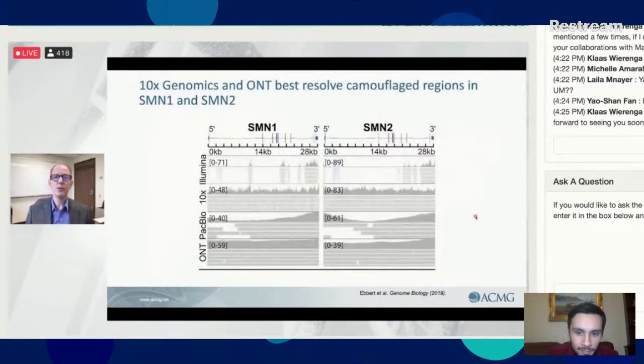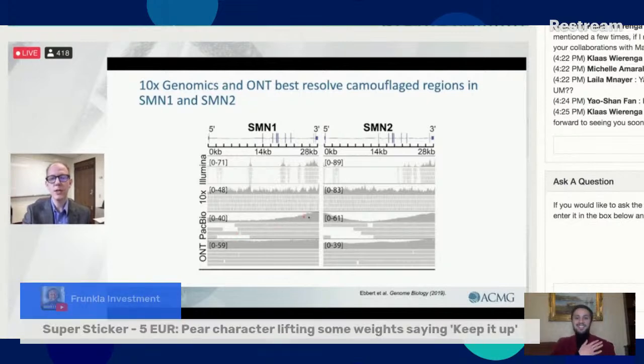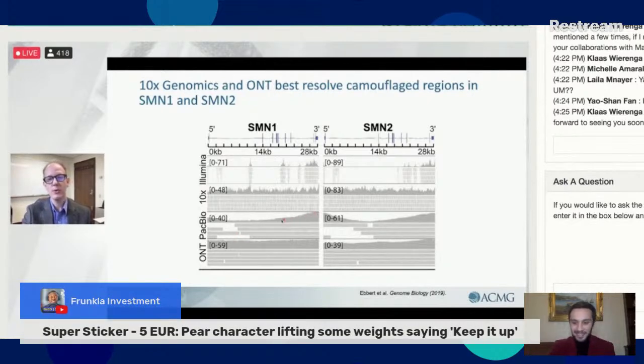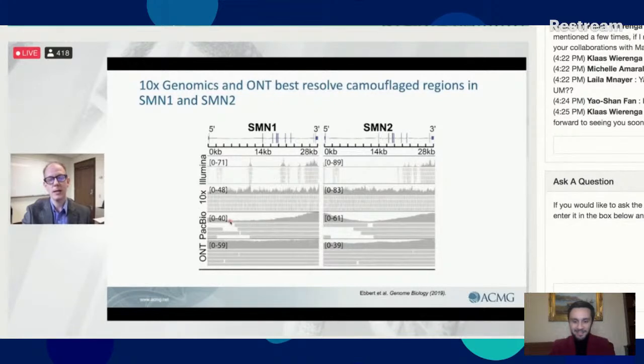So I want to show some specific examples of this, so you can kind of relate and see what we're talking about. So if we go back to SMN1 and SMN2, we look at Illumina, you can see these big gaps for SMN1 and SMN2. 10x Genomics in this case resolves it perfectly. PacBio technically resolves it according to our criteria, but if you look at this histogram of coverage, you see that it drops dramatically in the middle of the genes. Oxford Nanopore Technologies goes through them without issue.